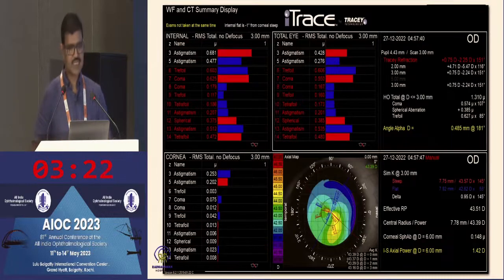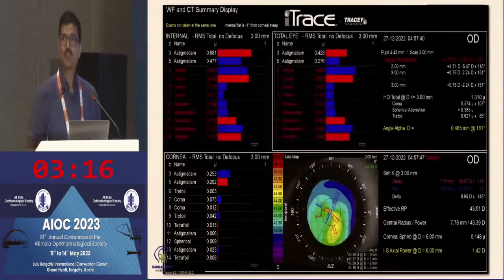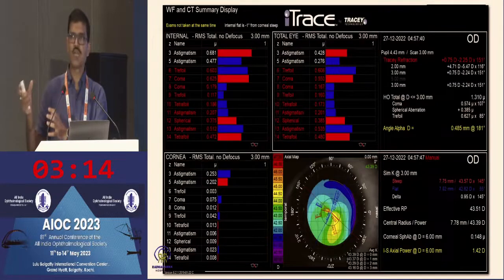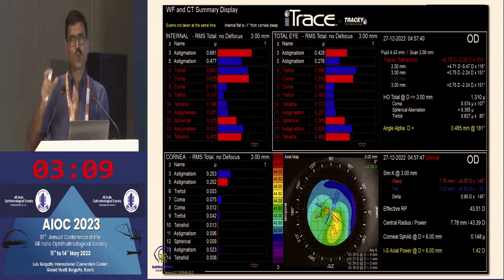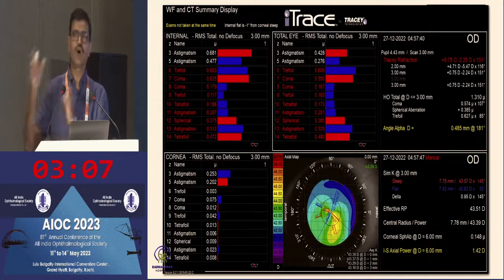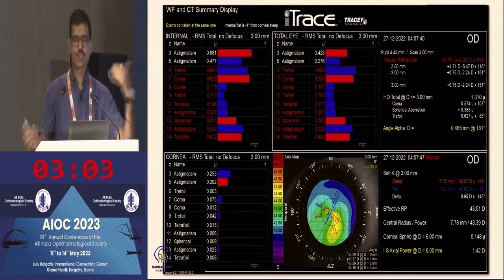But what's interesting is on the corneal front, if you look at the total spherical aberration, that is somewhere around 0.009. So you have to be very careful in choosing the IOL which has more negative asphericity, because the total resultant asphericity of the eye should be slightly on the positive side or should be at 0. It should not go onto the negative side.